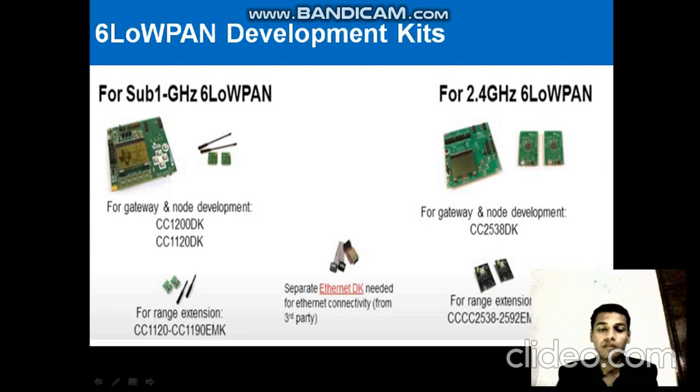For the development kits, there are a number of development kits available on the eStore. First, you will need to choose your frequency band. There is a 2.4 GHz or a sub 1 GHz option. Secondly, depending on your application, whether it's a node or an edge router, you will need to choose the appropriate development tool. Lastly, for range extenders, there is a kit available for either 2.4 GHz or sub 1 GHz.